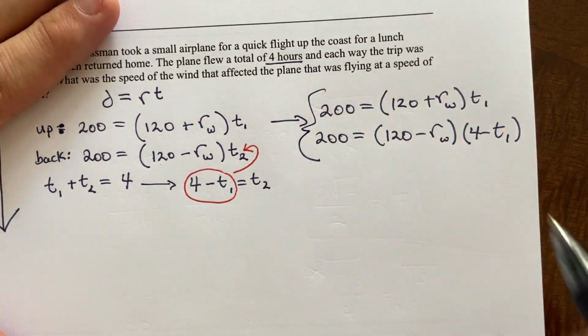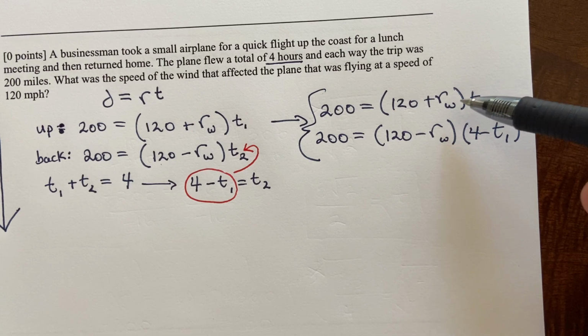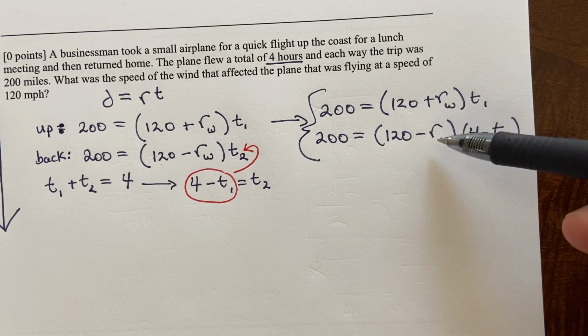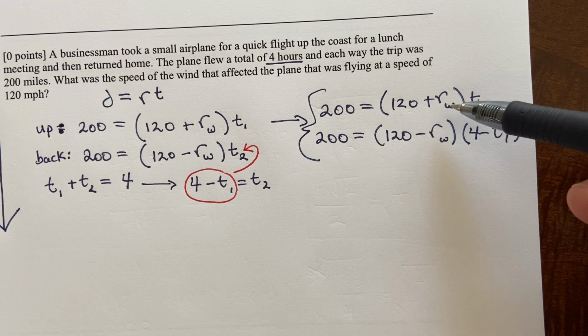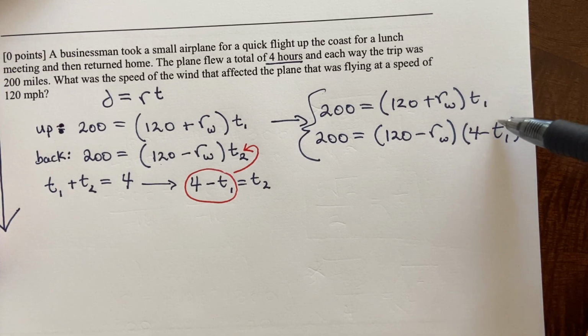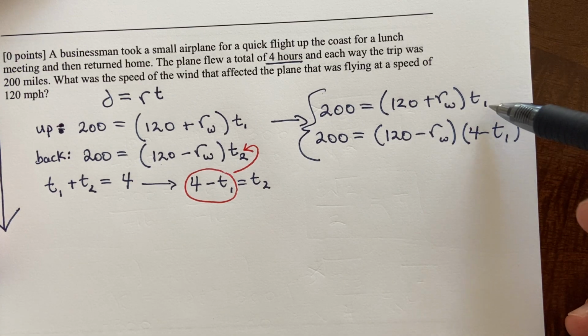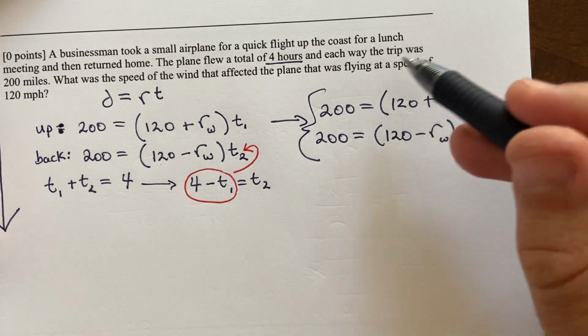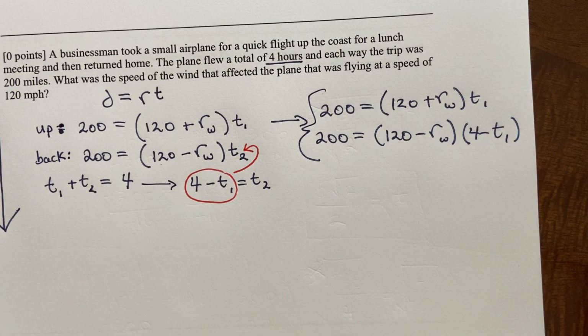So now these two equations, if you look here, we have one unknown, right? R sub W is one thing that we're looking for. And then we have this other unknown, T1. So now we have two equations, two unknowns. This is now solvable.